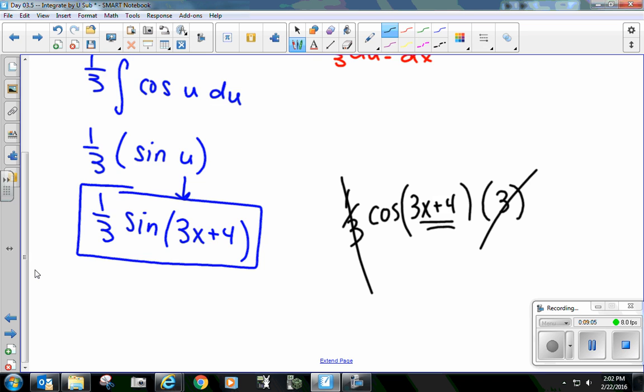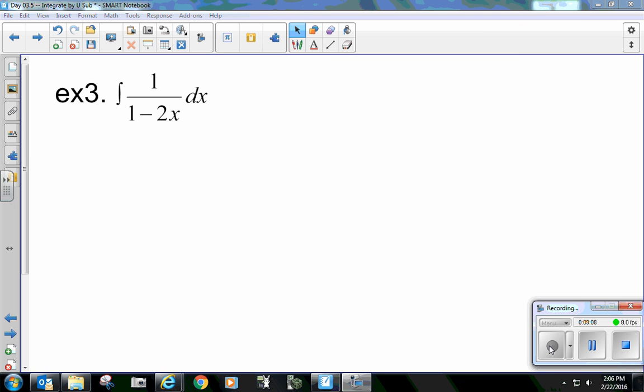Okay? Good. Example 3. Where is the u going in for? Where is it going into? 1 over 1 minus 2x. So you're going to say u equals what?